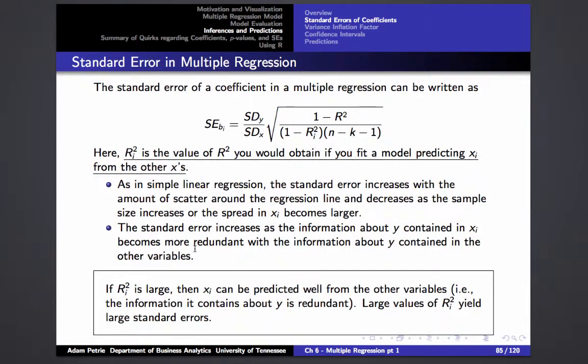So, what is the upshot? Well, if r sub i squared is large, what that means is that xi can be predicted well from the other variables. In other words, the information it contains is pretty redundant with the other predictors in there. And large values of r_i squared are going to yield large standard errors. So the overall lesson is that if one particular predictor has a lot of redundant information with the other predictors, it's going to be very difficult to estimate the coefficient. That coefficient is going to have a large standard error.